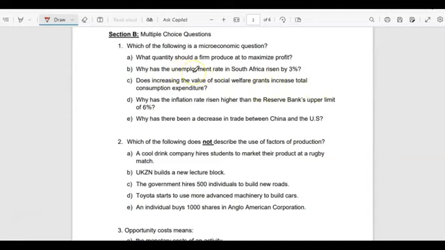The first question. Which of the following is a microeconomics question? The word micro means something small scale. So what should a firm do? Okay, so I already know this is the answer, right? A firm is a business, so it falls under micro. If you look at everything else, this is a country, so no. This is a whole population. Inflation rate, the whole population, the country of China. Okay, so obviously the answer will be A.